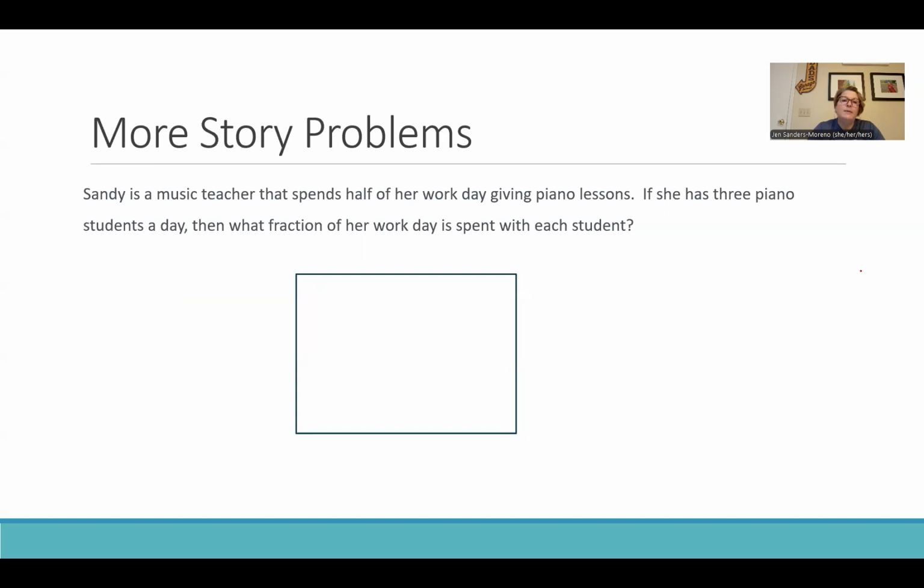So this one says Sandy is a music teacher that spends half of her workday giving piano lessons. Awesome. So I guess this box is gonna represent her workday. Let's keep reading. If she has 3 piano students a day, then what fraction of her workday is spent with each student? Okay, so this whole sounds weird that this looks like your workday, but this is our workday. Okay, and we're going to cut it in half, and this is going to represent her piano students.